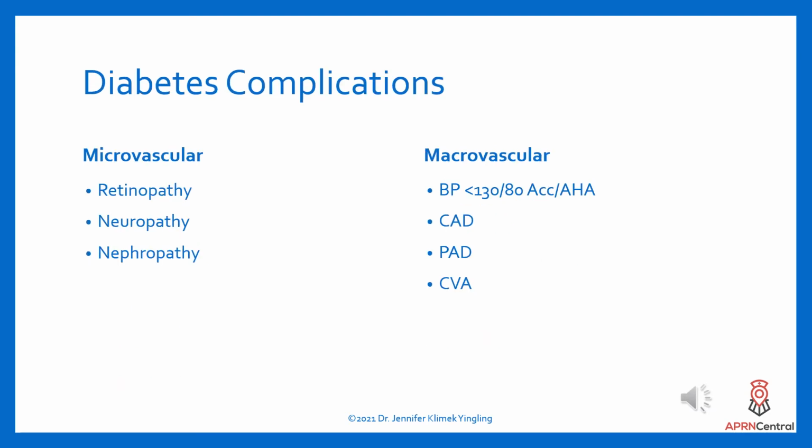There are several complications that you will hope to avoid. You've got complications of the small vessels, microvascular complications, and those are things like your retinopathy, neuropathy, nephropathy. Okay, you've also got macrovascular complications, and we know that people with diabetes have an increased risk for coronary artery disease, peripheral artery disease, stroke, and we do want to keep their blood pressures below 130/80, and that's an ACC/AHA guideline. So make sure that you're being vigilant about this with your patients.